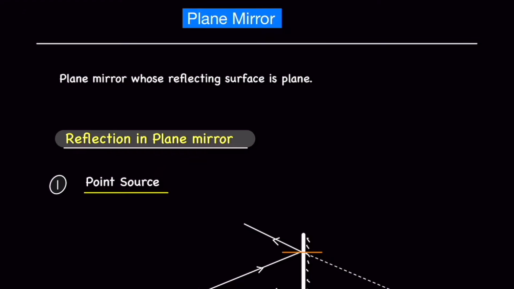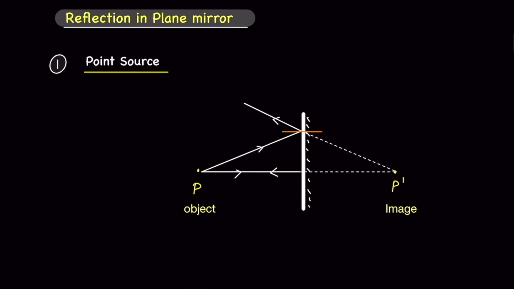First, when the source is a point, meaning very small. Here in this figure, here is an object which behaves as a point source. From this source, infinite rays are coming out, but we only focus on two rays. If the incident ray is perpendicular to the surface, as we just studied, its reflected ray will bounce back and follow the same path.